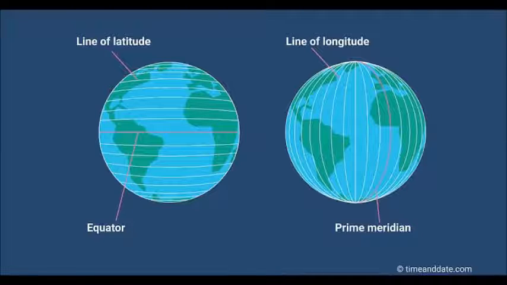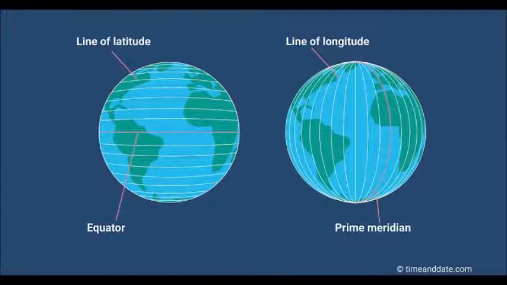Now we need to know what is a latitude and what is a longitude. Latitude and longitude are a system of lines used to describe the location of any place on the earth. Lines of latitude run in an east-west direction across the earth. Lines of longitude run in a north-south direction. Although these are imaginary lines, they appear on maps and globes as if they actually existed.